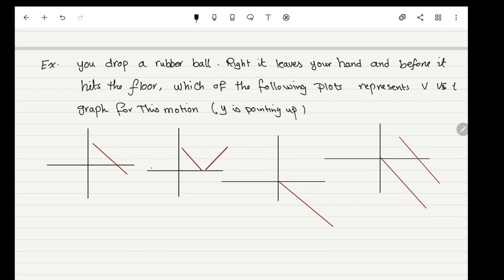Now, since the ball is dropped from rest, its initial velocity equals 0. And since y is directed upward and the ball is falling down, its velocity is negative. So the best curve that represents this situation is this one here. The particle is moving from rest, so from zero here, and its velocity is negative because it's going down.